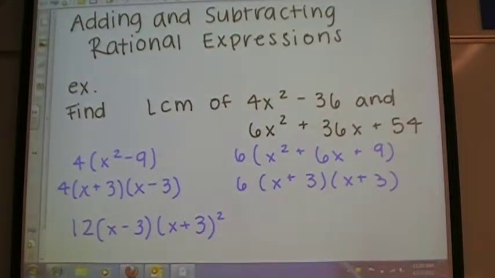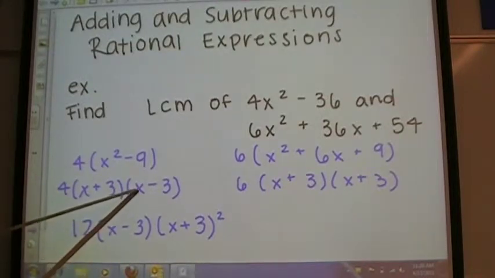Now let's get the least common multiple. Start out by getting the least common multiple of 4 and 6. 24? No, that's a common multiple, but not the least common multiple. The least common multiple of 4 and 6 is 12. Everybody agree? Now, for the factors, the easiest way to think about it, any factor that's included in either one of them has to be part of your least common multiple.